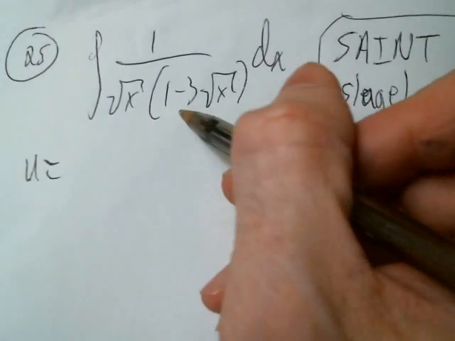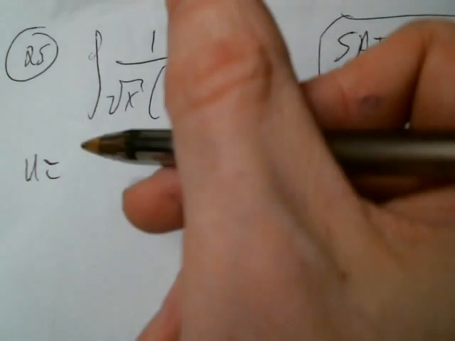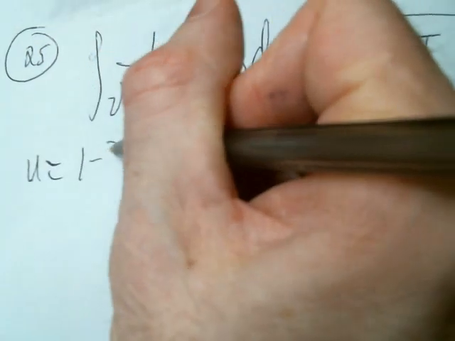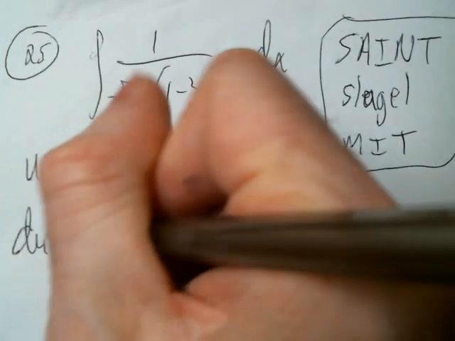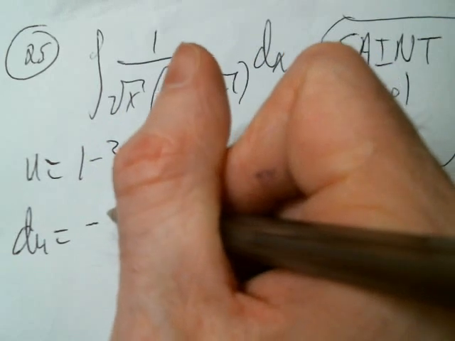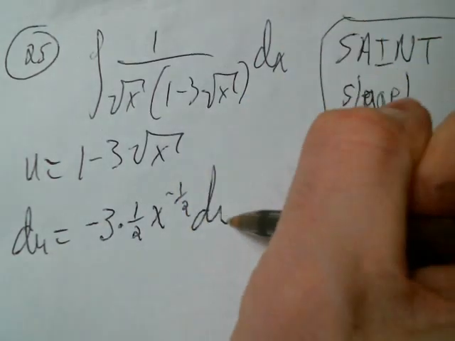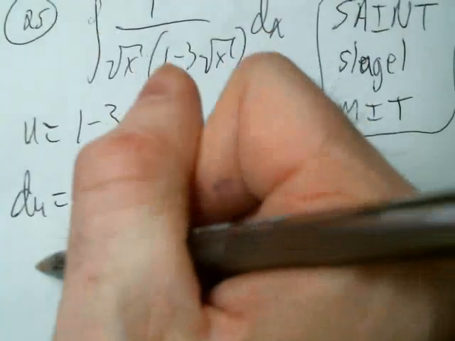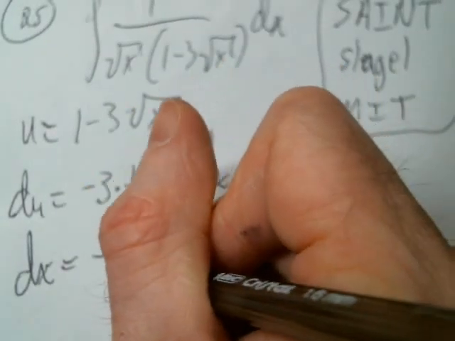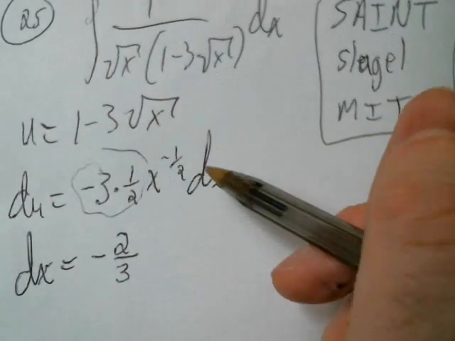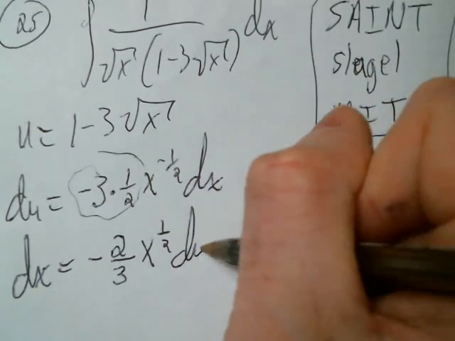U sub, right? So I want to do a U sub for this. My program says just look for the parentheses and do whatever is in there. So U is 1 minus 3 square root x. And then my du is negative 3 times 1/2 x to the negative 1/2 dx. And then I want to solve for dx. So dx equals negative 2 all over 3, the reciprocal of this material here, times x to the positive 1/2 now, and then du.